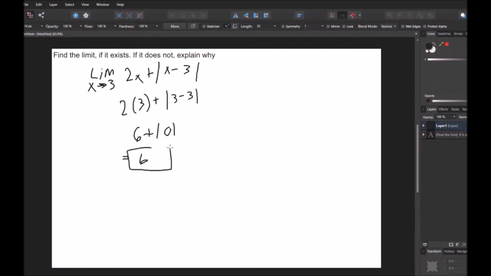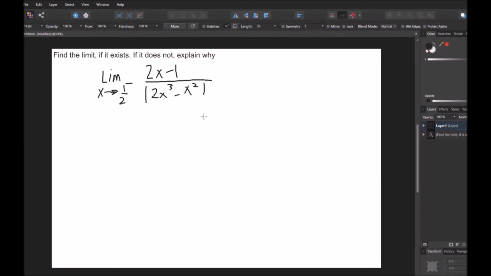Okay, so in this next problem we're asked to find the limit if it exists, and if it does not, explain why. And the limit we're given is the limit as x approaches 1/2 from the left of 2x minus 1 over the absolute value of 2x cubed minus x squared. Now this is actually a really tricky problem, so you might want to follow along to this.